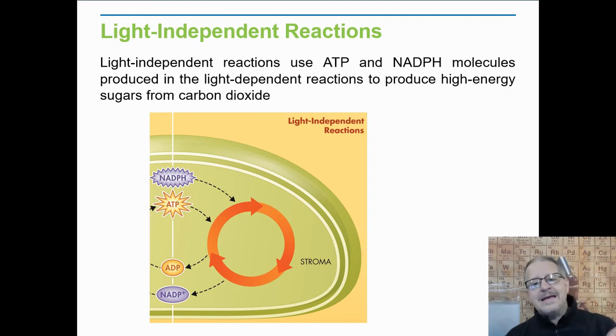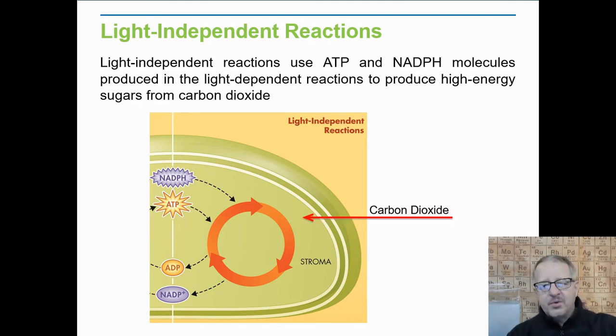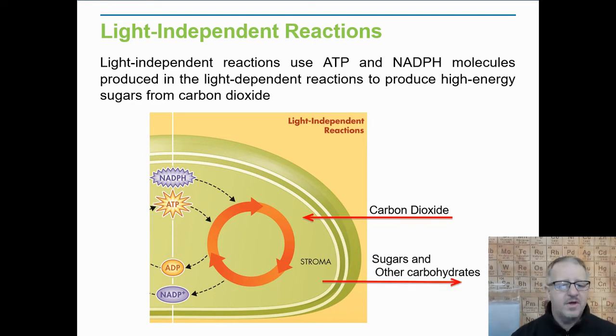So in the light-independent reactions, we need an input of carbon dioxide. So plants are able to complete the process of photosynthesis by producing those carbon-containing sugars as well as some other carbohydrates. So that would be the outcome or the products. So in the light-independent reactions, there's no light required to power these reactions. So the light-independent reactions take place outside of the thylakoids in the stroma, the empty space of the chloroplast.